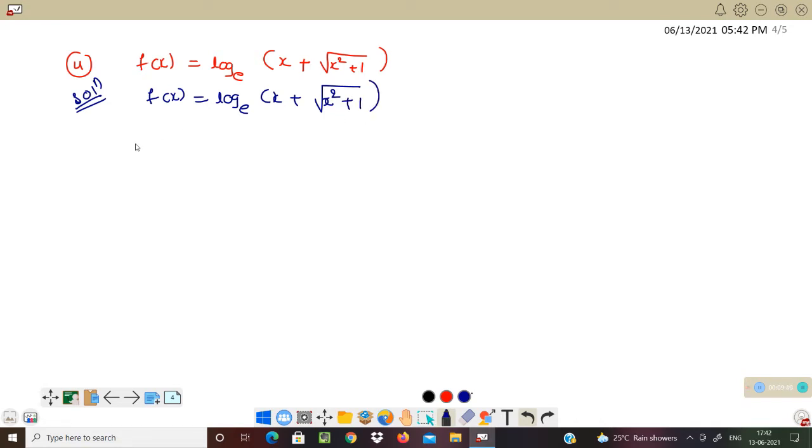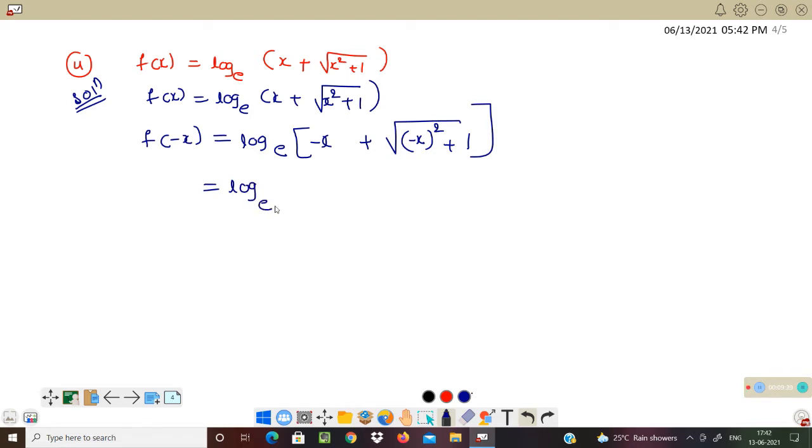So what is our first condition? Just put minus x in the place of x and simplify. Log to the base e of minus x plus square root of (minus x) whole square plus 1. Simplifying, log to the base e of minus x plus square root of x square plus 1. Okay, yeah. So now this is your f of minus x.